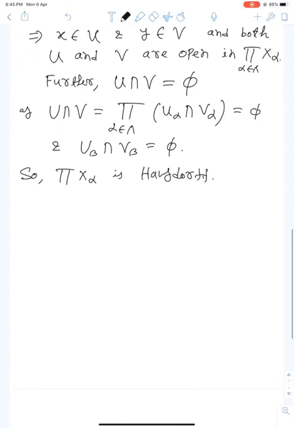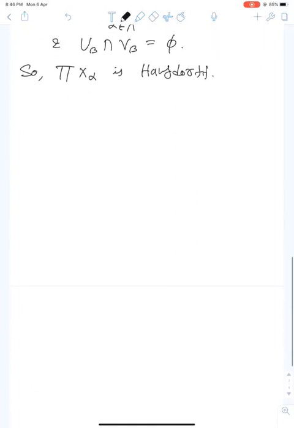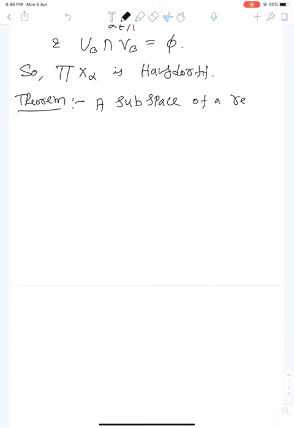Now we prove that a subspace of a regular space is also regular. So here is the statement. A subspace of a regular space is also regular.